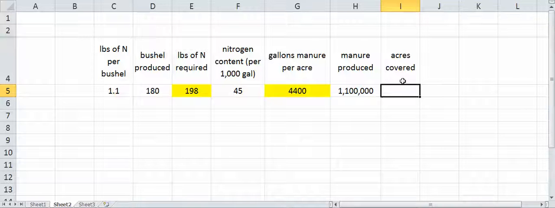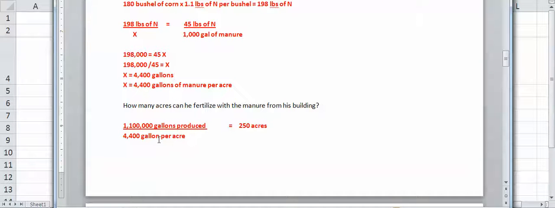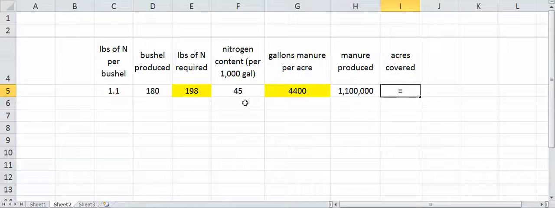How many acres can I cover, or acres fertilized with this building? Remember what I did here? I took gallons produced divided by gallons per acre to equal 250 acres. So gallons produced divided by gallons per acre. The answer is 250 acres.